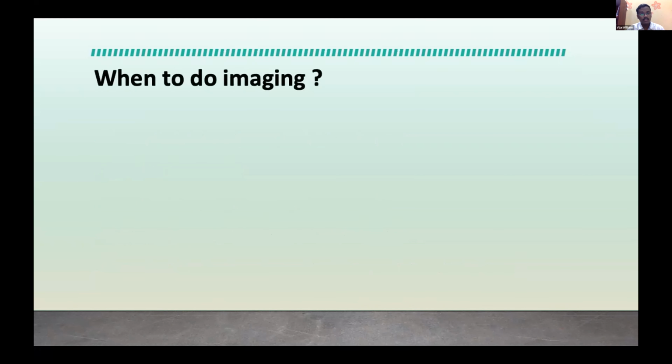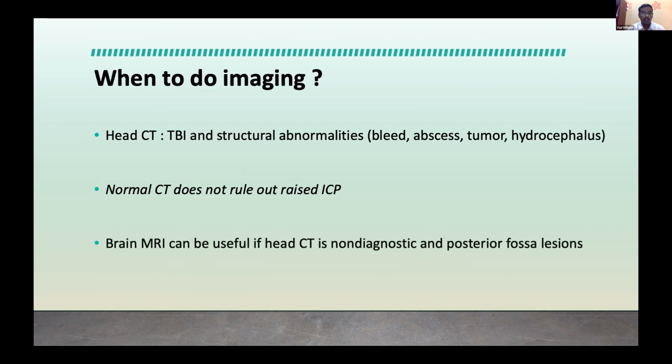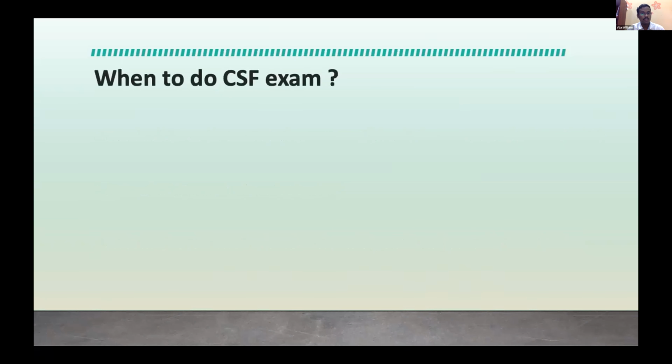When do we do imaging? So head CT is needed in all conditions of traumatic brain injury, and whenever any structural abnormality such as a bleed, abscess, tumor, or hydrocephalus is suspected. The point to note is a normal CT does not rule out raised ICP. Brain MRI is a useful modality wherein the head CT is non-diagnostic, or if there is a posterior fossa lesion. So where feasible and if the patients can afford it, in conditions of non-traumatic coma, we may go in for brain MRI more than CT. But if in your center only CT is available, go for a CT.